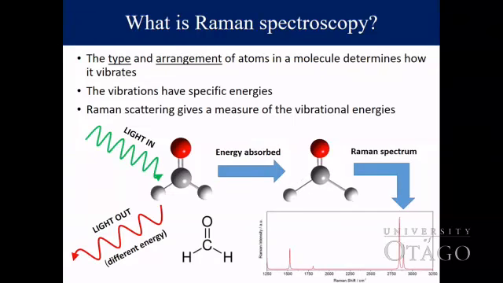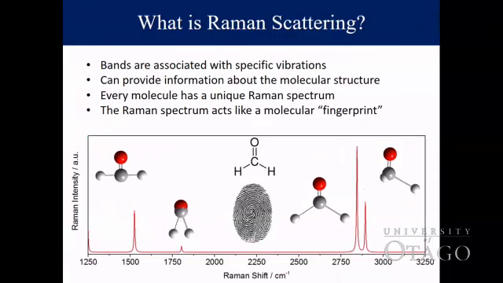From there, we generate a Raman spectrum. This gives a measure of all the different vibrations that the molecule can have and the energies of each of these particular vibrations. Here is the Raman spectrum of formaldehyde. It's quite a simple molecule, so it only has a specific number of vibrations, and this can give an idea of the molecular structure of the compound.